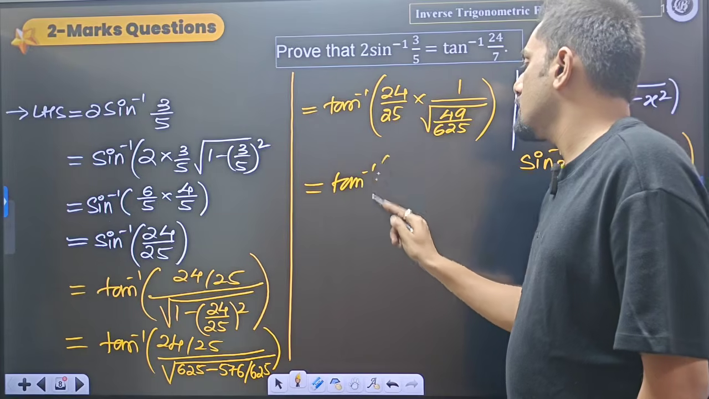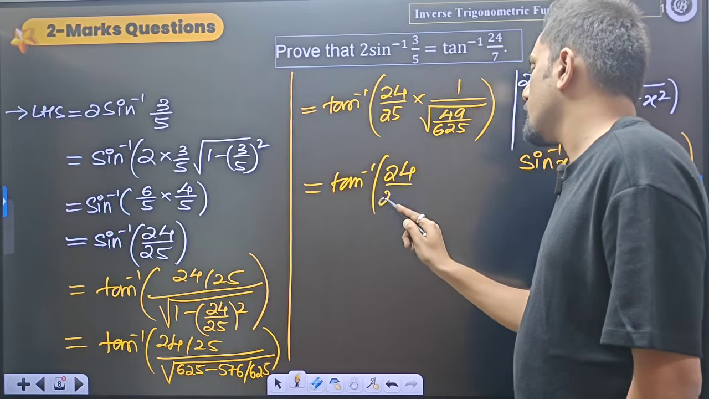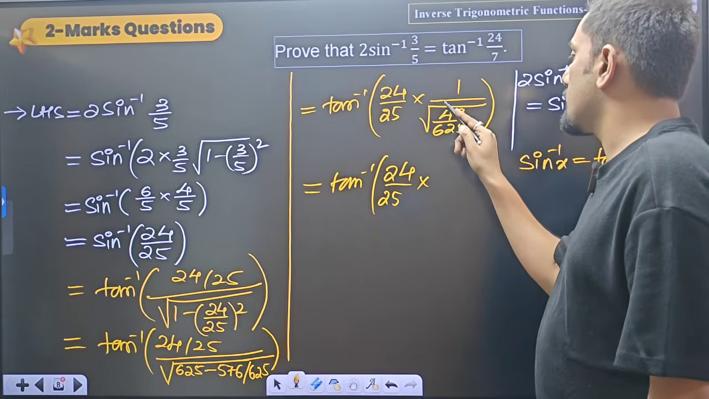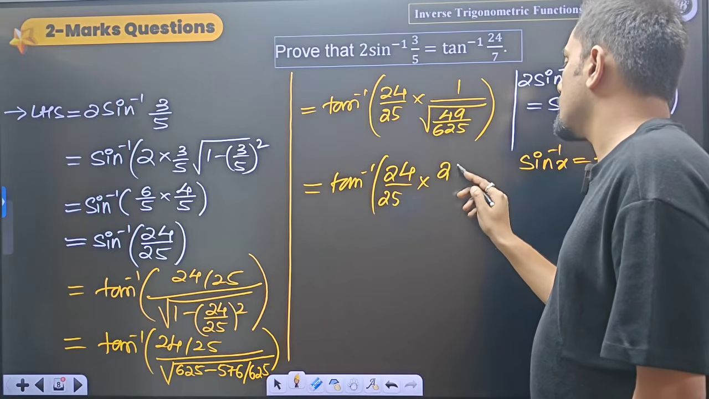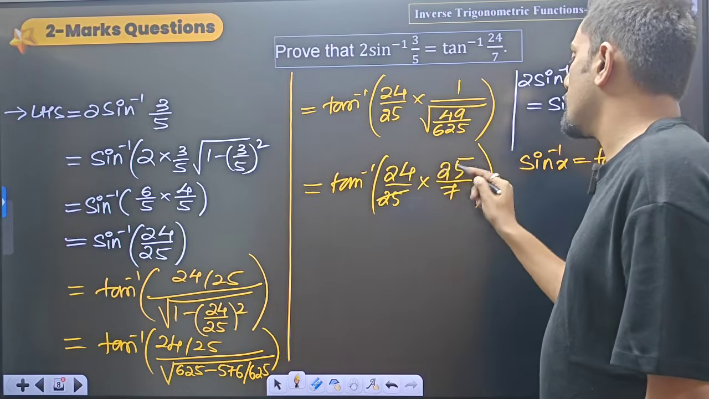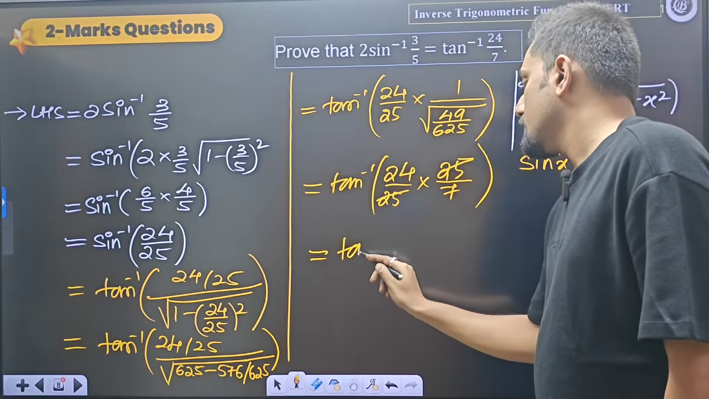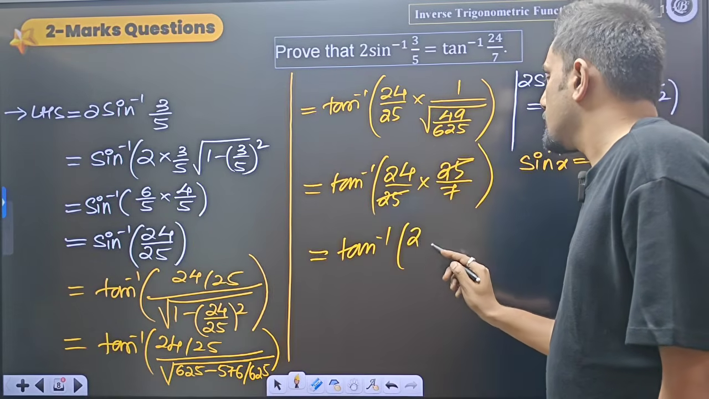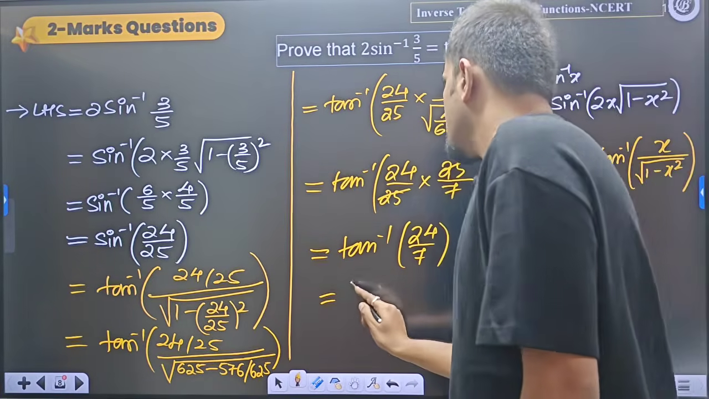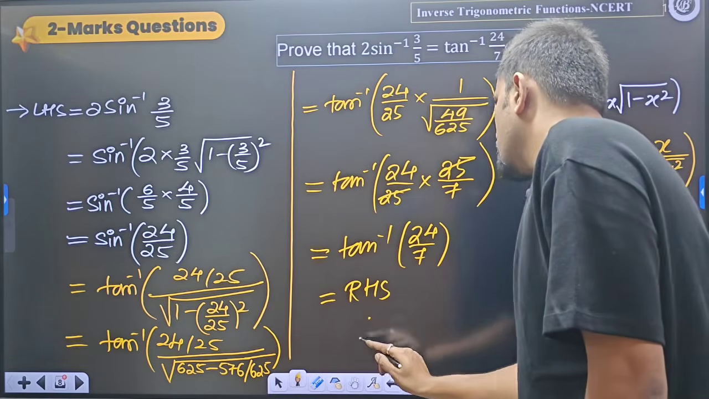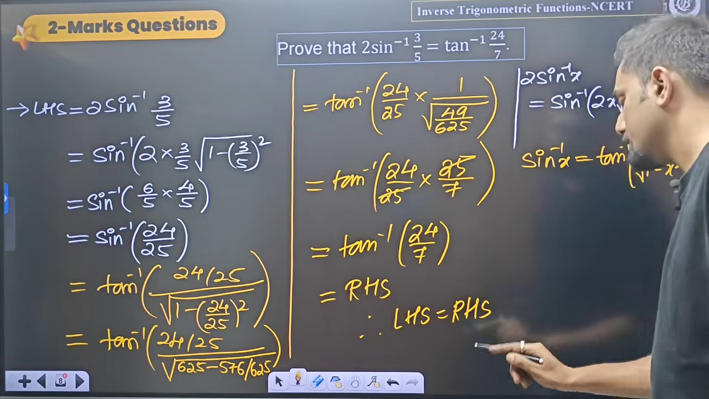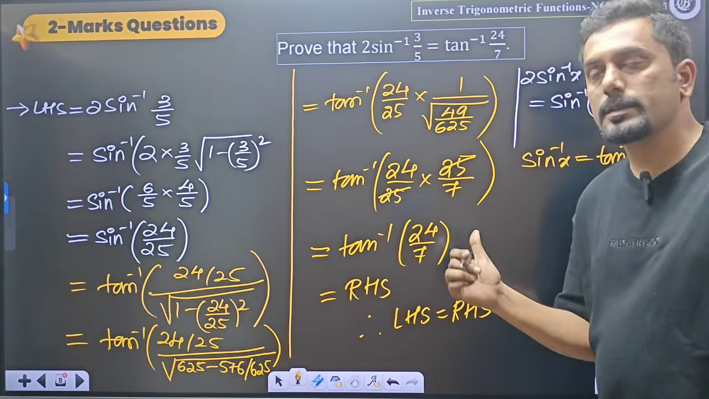Tan inverse of 24 divided by 25 multiplied by the denominator; the denominator goes to the numerator. Root of 625 is 25, divided by root 49 which is 7. So 25 and 25 get cancelled. So we will get what? 24 divided by 7 as our RHS. Therefore LHS equals RHS. Thus we have proved the result. Pause the video and note down the answer.